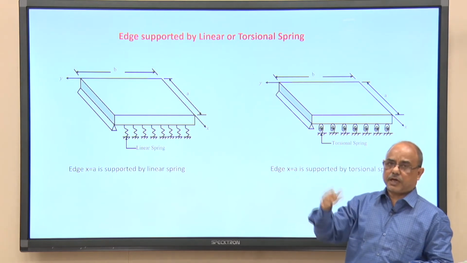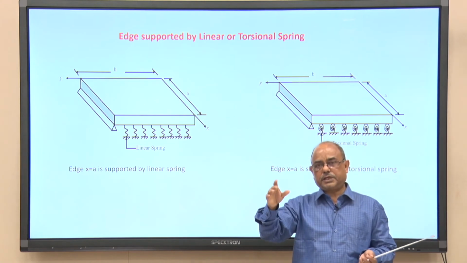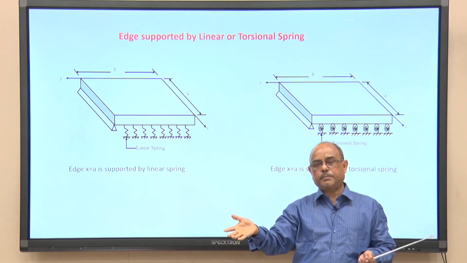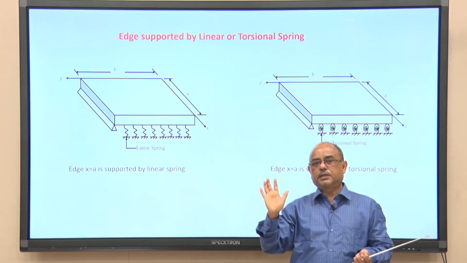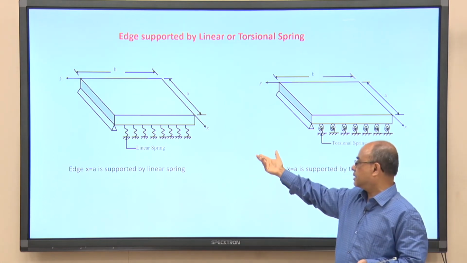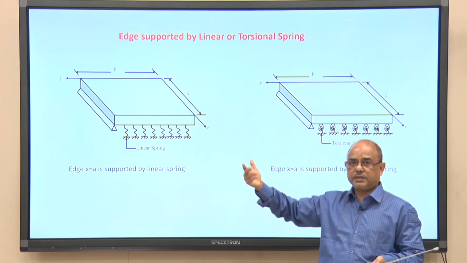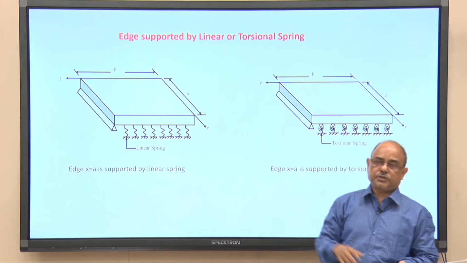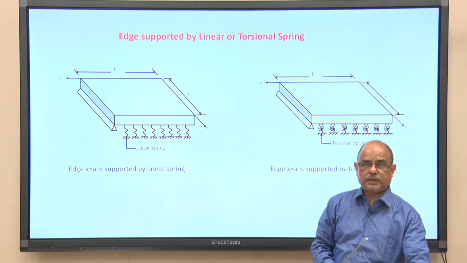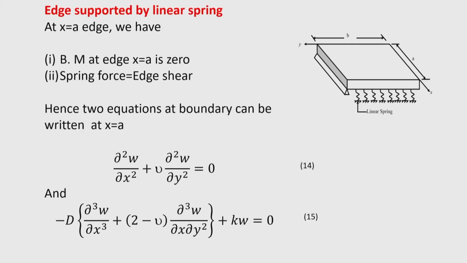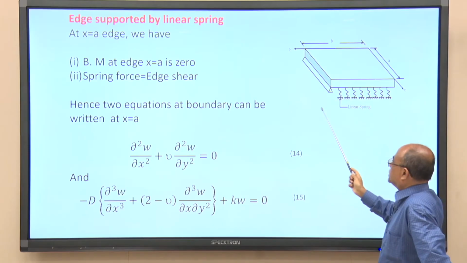Among non-classical boundary conditions, I have shown the beam resting on the elastic support, then the plate resting on the elastic beam, then the plate resting on the linear spring, and the plate resting on the rotational spring. So, let us see what the equations for boundary conditions may be in these two cases separately. First, let us see the plate supported by a linear spring.